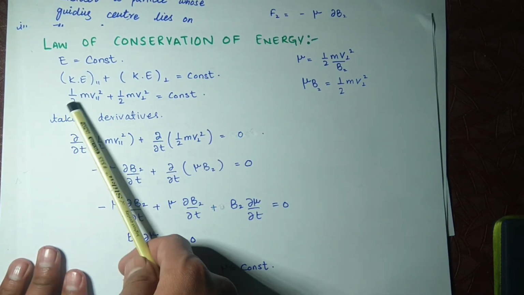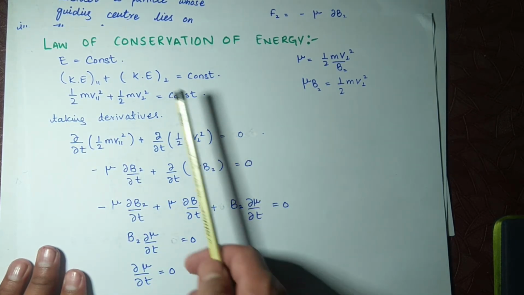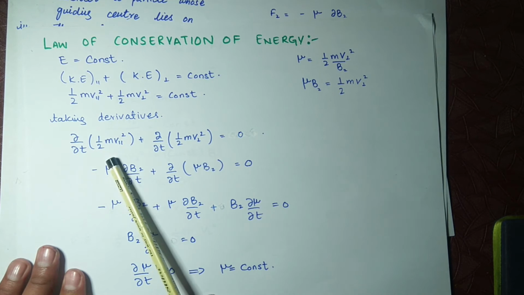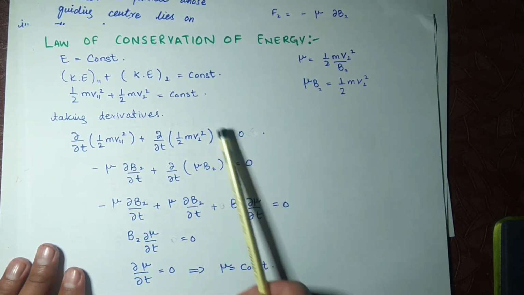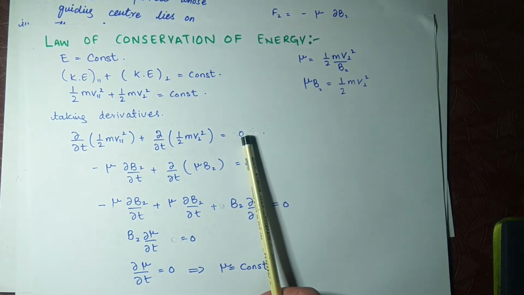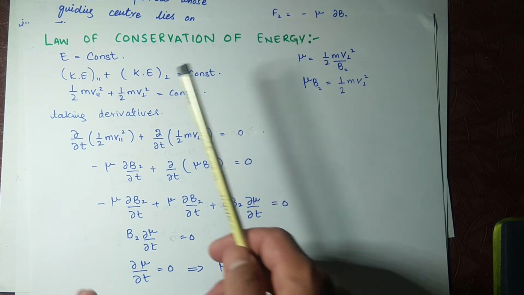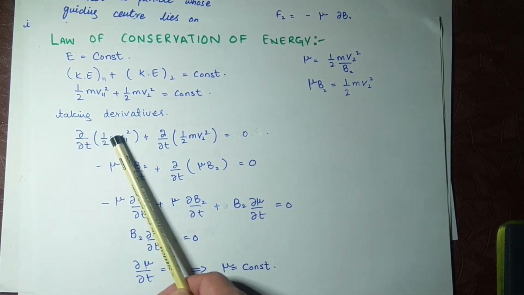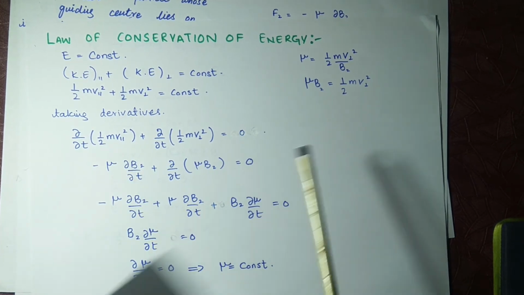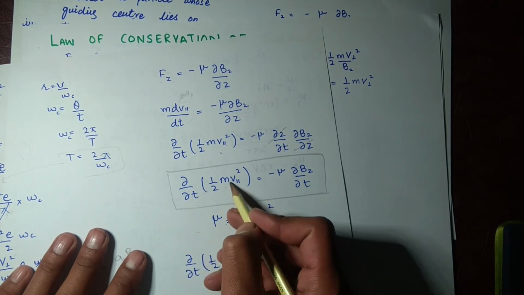What we are going to do is take the time derivative on both sides. When we take the time derivative, our equation will be like this, and the time derivative of a constant, we know, is equal to 0. So this term we have derived is equal to this equation, partial by partial t of half m v parallel square.